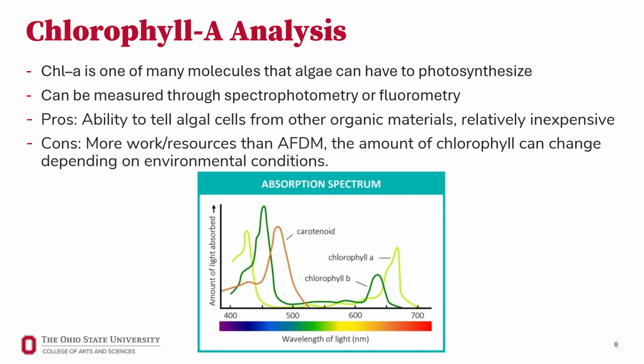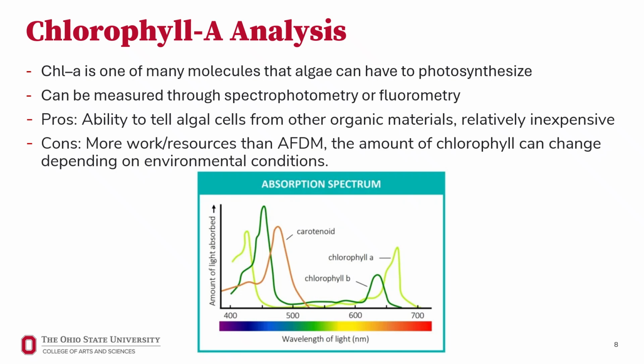Chlorophyll is a color pigment and is the primary molecule used as the photoreceptor in photosynthesis. This means it absorbs solar radiation, which is also known as light energy. Algae have other pigments that can be analyzed as well, including chlorophyll B or carotenoids, but that is outside of the scope of this class. Chlorophyll-a can be measured through spectrophotometry, which is the technique that we will be using in this class, or fluorimetry, which is an in situ technique that is commonly used.